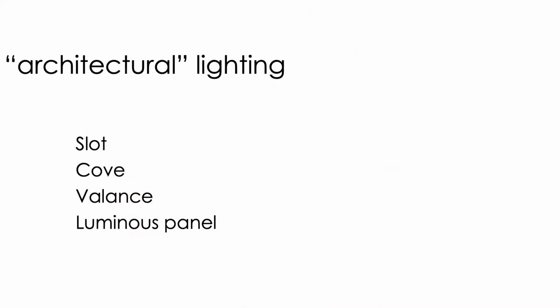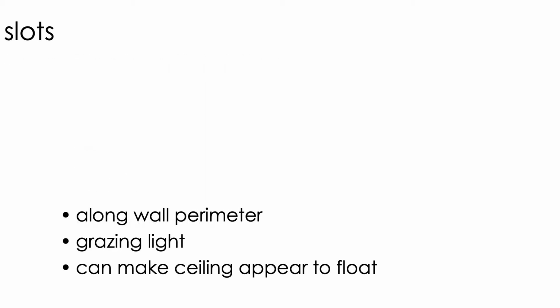Now, the last kind of lighting is architectural lighting, and there are a number of different flavors of this built-in, non-decorative kind of lighting. I guess it's sort of semi-decorative. So first of all, a slot is typically along the perimeter of a wall. It can be grazing light, and it can make things appear to float.